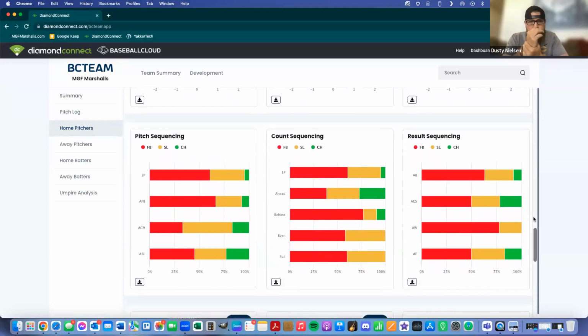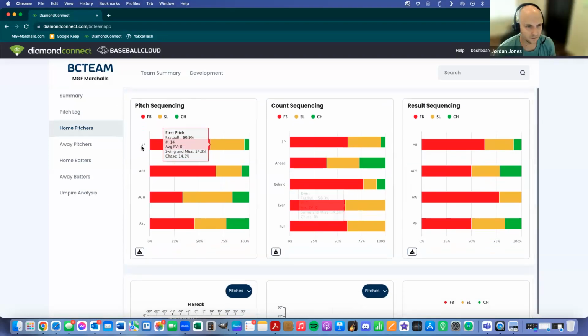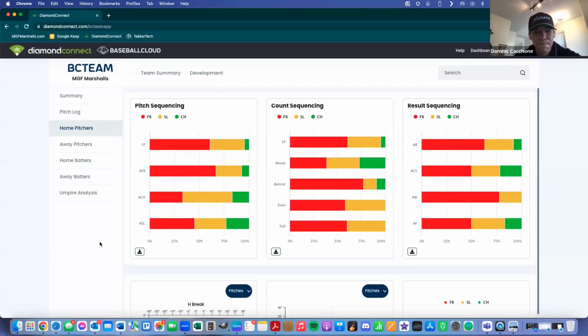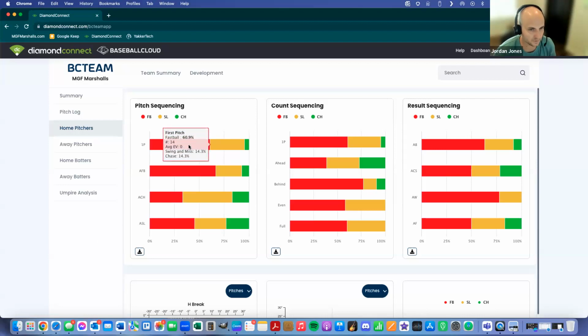So sequencing: what does he throw first pitch, after a fastball, after a changeup, and after a slider? Is that what these mean? Yeah. So pitcher tendencies, like when Robbie's on the mound and he leads off, he's pretty much throwing a first pitch fastball. Then count sequencing: what's the first pitch, and when they get ahead, what is he throwing?